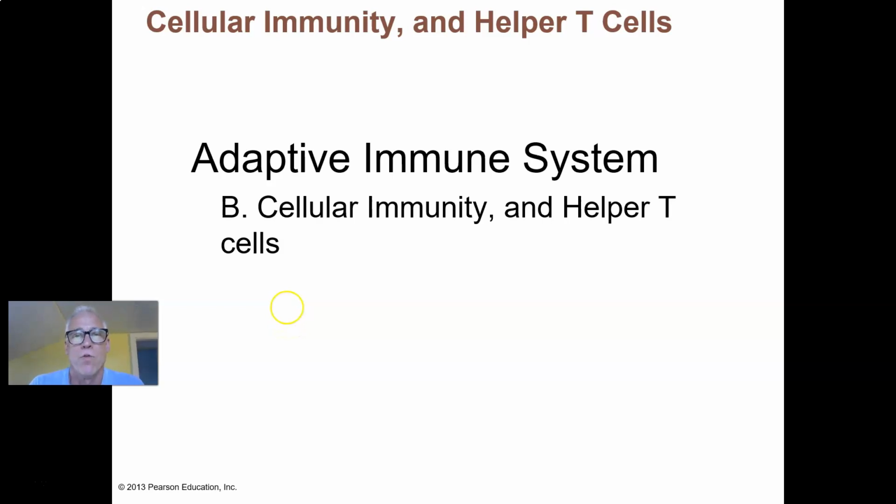This is part 3 of our discussion of the immune system, chapter 21 in our Human Anatomy and Physiology text. In the previous section, we talked about the first part of the adaptive immune system, humoral immunity, the production of antibodies by B lymphocytes. Now we're going to talk about the other arm of the adaptive immune system, cellular immunity, and then we're going to talk about helper T cells that are needed for both of those arms of the adaptive immune system.